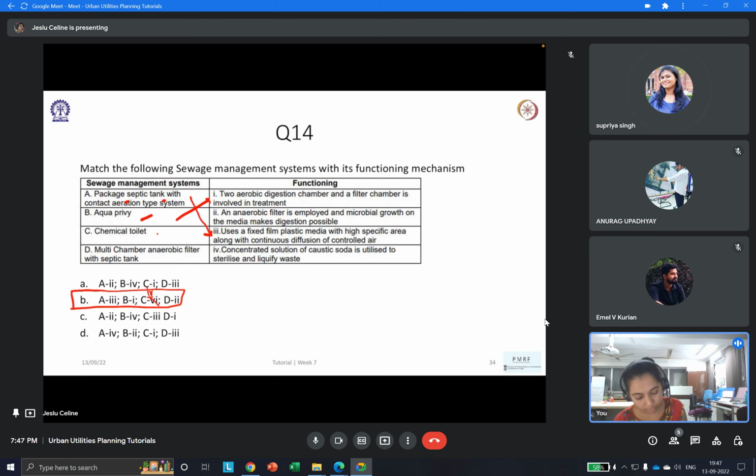And chemical toilet involves caustic soda. So whatever involves caustic soda, that is the chemical toilet. And the multi-chamber anaerobic filter with septic tank is where the anaerobic filter is employed. This is what the anaerobic filter is, what we were just discussing right now. So this option is right. Any doubts in this particular question? We can proceed further. This was a very simple question.